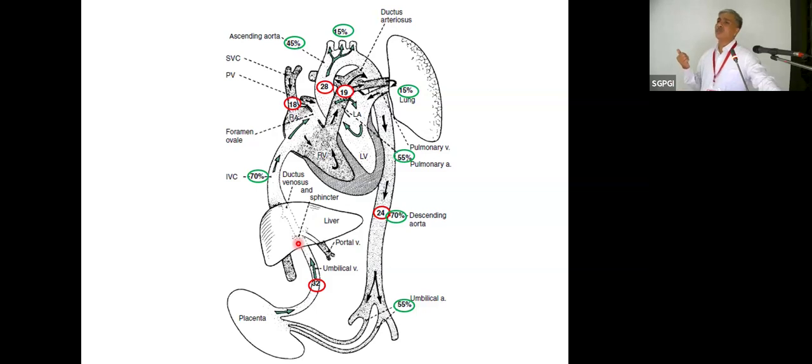These are the various percentages and the SpO2 which is there. We don't need to remember each and everything. The only thing that we need to remember is that the PaO2s and the SpO2s are pretty less in the fetal circulation as compared to the neonatal and the childhood circulation.